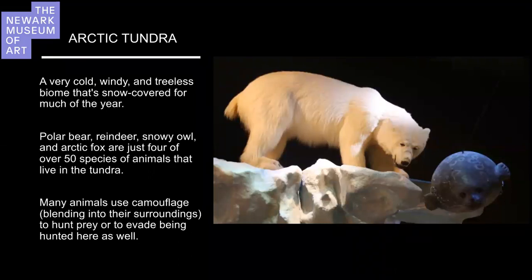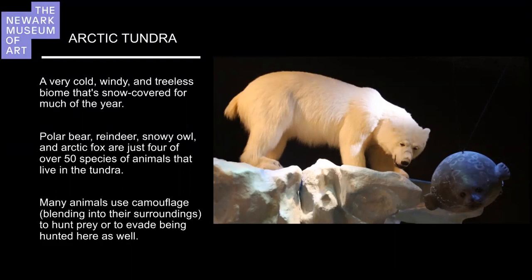The Arctic tundra is found in the northern hemisphere, encircling the North Pole and extending south across parts of Alaska, Canada, Russia, Greenland, Iceland, and Scandinavia, which is Norway, Sweden, and Finland. It is a very cold, windy, and mostly treeless biome that's snow-covered for much of the year. Tree growth is hindered by low temperatures and short growing seasons due to this area receiving the least direct rays of sunlight throughout the year.